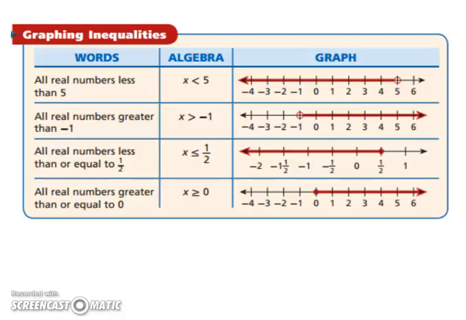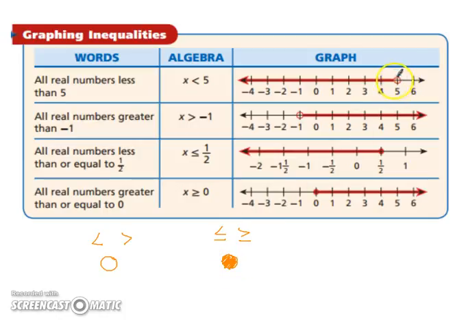Let's look at graphing inequalities. So in words, we have all real numbers less than 5. Algebraically, we would have x is less than 5. And if we were to chart this on a graph, it's going to be an open circle. So less than and greater than symbols have open circles. Less than or equal to, greater than or equal to, you have a filled in circle because you can include that value in your solution.